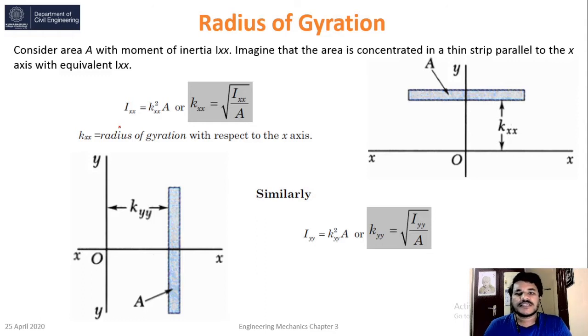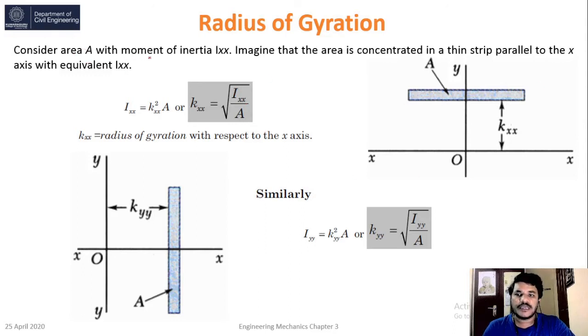The next topic is radius of gyration. Radius of gyration is simply the root of the moment of inertia divided by the area of the cross section. You can see this diagram.